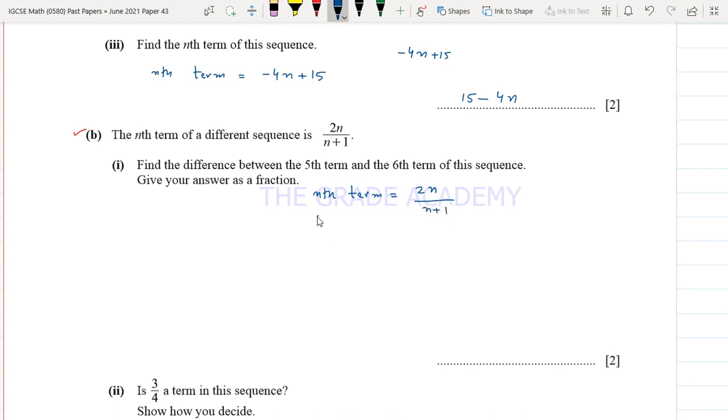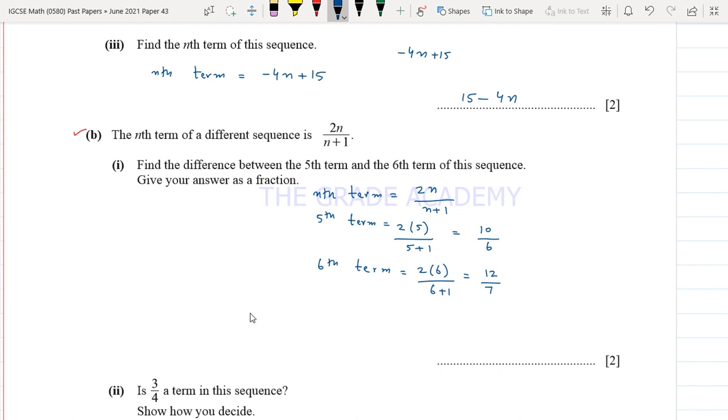What will be the fifth term here? The fifth term is, we will simply replace n with 5. So 2 times 5 over 5 plus 1. So the fifth term is 10 by 6. And now the sixth term is simply 2 times 6 divided by 6 plus 1, which is 12 by 7.